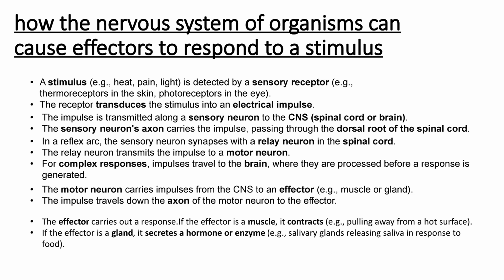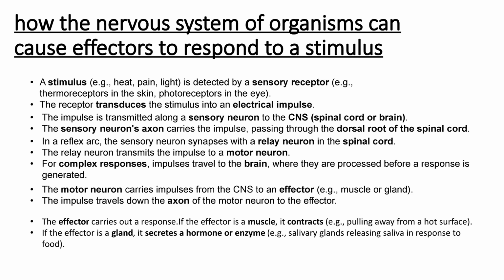The sensory neuron's axon carries the impulse, passing through the dorsal root of the spinal cord. In the reflex arc, the sensory neuron synapses with a relay neuron in the spinal cord. The relay neuron transmits the impulse to the motor neuron by synapsing with it in turn. For complex responses, impulses travel to the brain where they are processed before a response is generated.